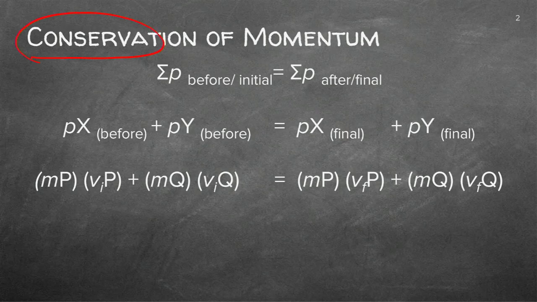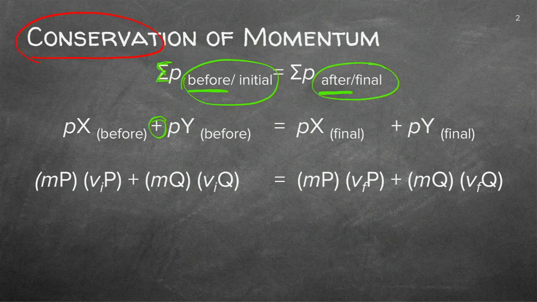Conserve means keep and it remains the same. So before and after will be exactly the same. It's the sum. That sigma is the sum. That means I'm going to add the two objects before, or initial momentum, together, and I'm going to add the momentum afterwards, or the final, together. Just make sure that you write down the equation so that you can actually calculate it.